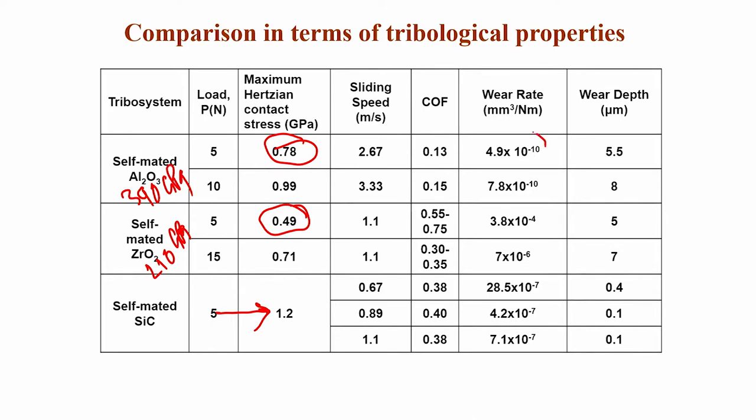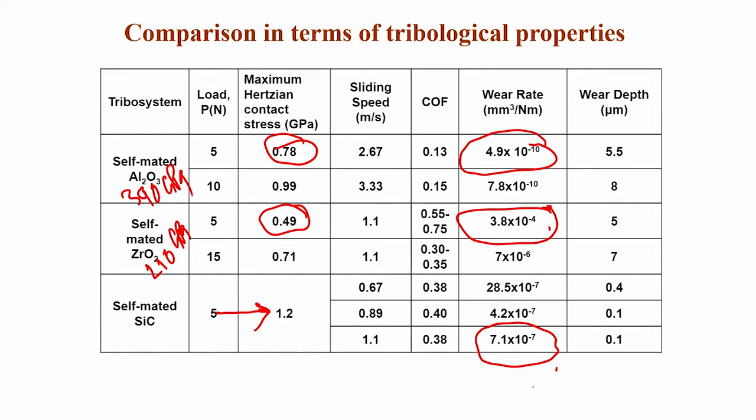Now, typically the wear rate in case of alumina is around 10 to the minus 10, in case of zirconia it is 10 to the minus 4, and in case of silicon carbide it is 10 to the minus 7. So, if you look at the wear rate, alumina is certainly highly wear resistant at 10 to the minus 10, followed by silicon carbide at 10 to the minus 7, and zirconia is least wear resistant at 10 to the minus 4.